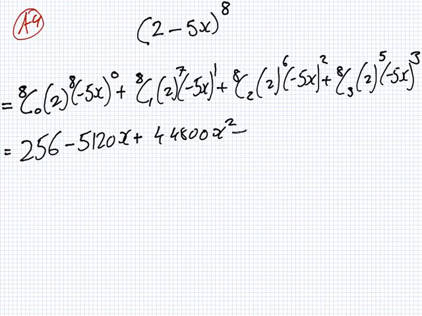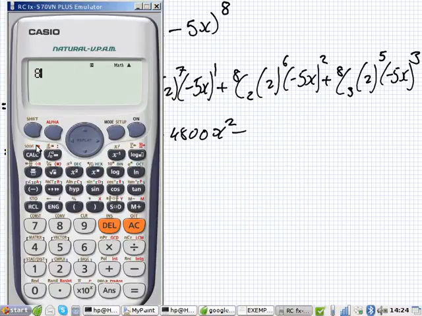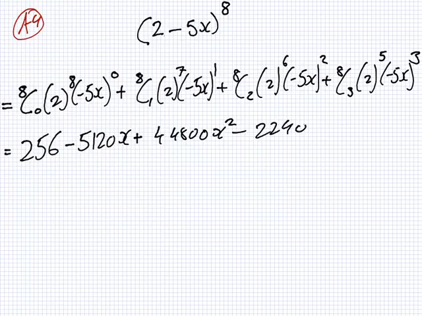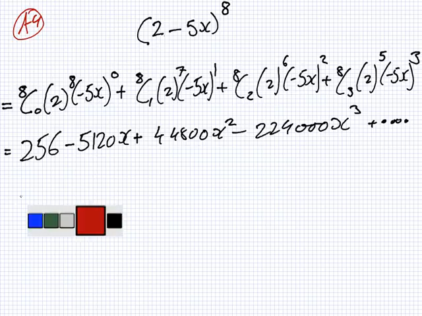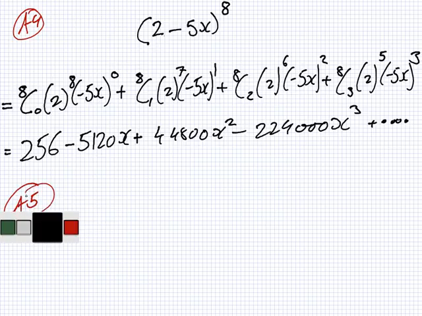Yes. X squared, and then finally, 8C3 times 2 power 5 times 125, 224,000. Yes. X cubed. And that's the answer. Yeah. Reasonable question, but still a bit tricky. Okay, write that down if you need to, and then when you're ready, have a look at number 5.